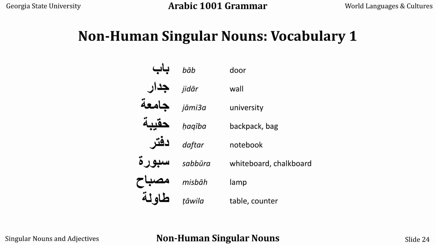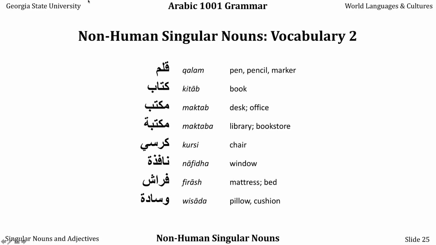Misbah is lamp or light, and it's masculine, mudhakkar, because it doesn't end in ta marbuta. Tawila is table or countertop, and it's mu'annath or feminine because it does end with ta marbuta. A qalam is a pen or a pencil or a marker. It doesn't end with ta marbuta, so we know it's mudhakkar or masculine. A kitab is a book. It doesn't end with ta marbuta, so we know it's mudhakkar or masculine.